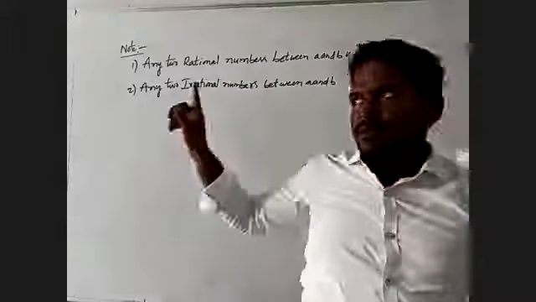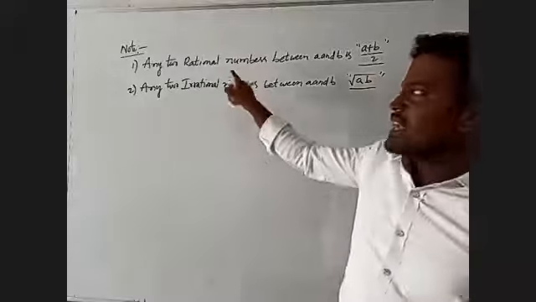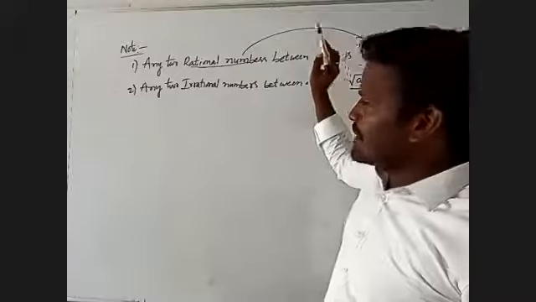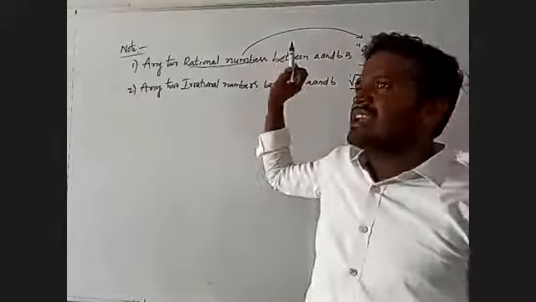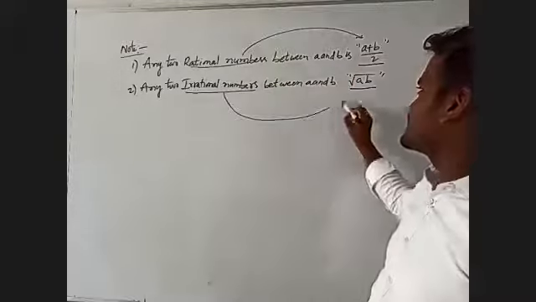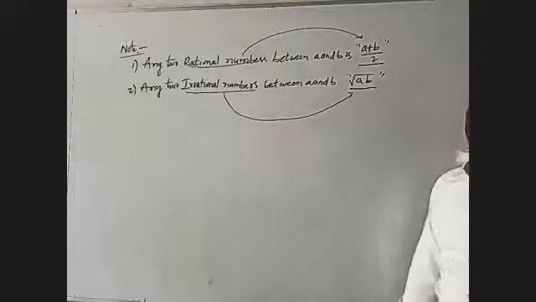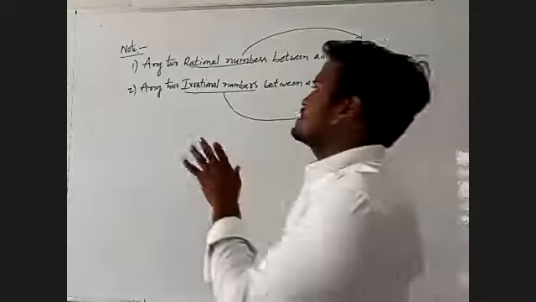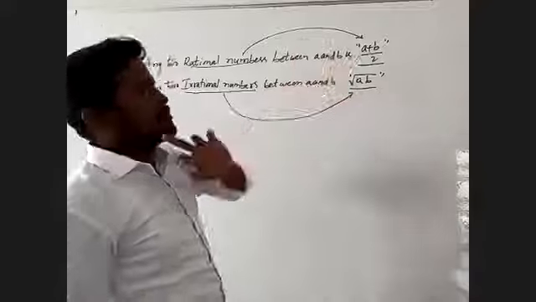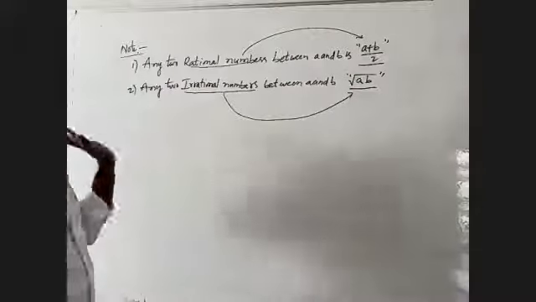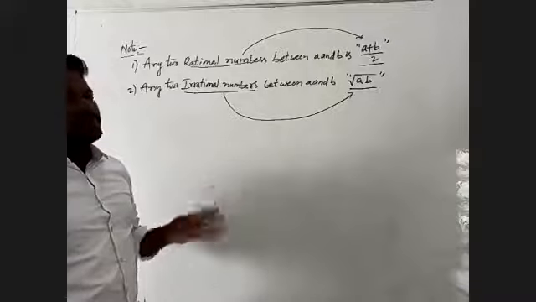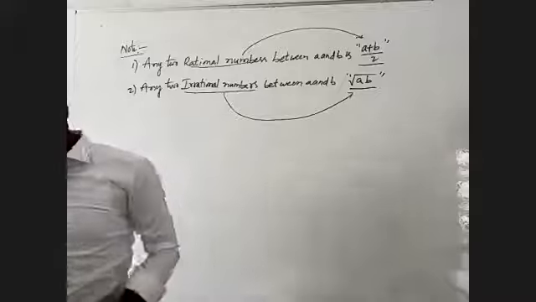In this type of problem, we will check the given numbers. If the given numbers are rational, we will use this formula. By the problem, we have to check whether the given numbers are rational or irrational. Then we use root of AB for irrational numbers. This is the most important formula. For any two rational numbers between A and B, we take (A plus B) by 2. Otherwise, for any two irrational numbers between A and B, we take root of AB. That's all. Now I am going to the next problem.